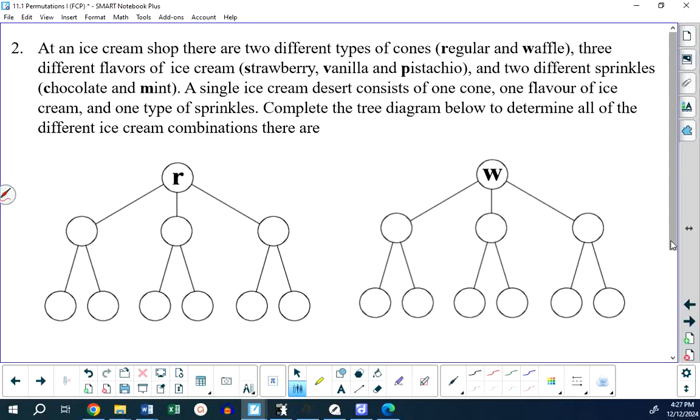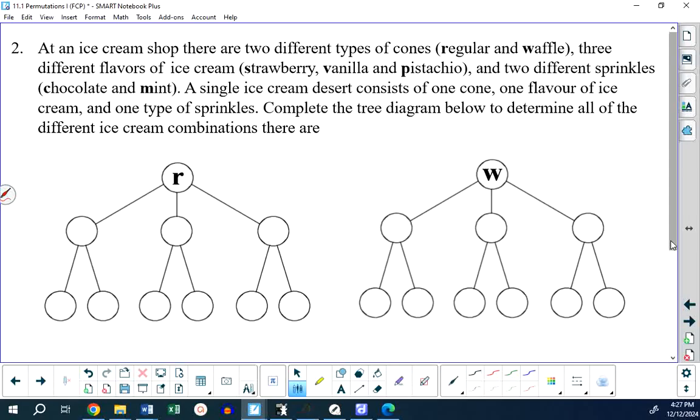And the next sentence is important. A single ice cream dessert, a single order, consists of a cone, 1 flavor of ice cream, and 1 type of sprinkle. You have to choose 1 type of sprinkle, 1 type of ice cream, and 1 type of cone. Complete the tree diagram below to determine all of the different ice cream combinations there are. So the left-hand tree has R for regular cone, and the right hand has W for waffle.